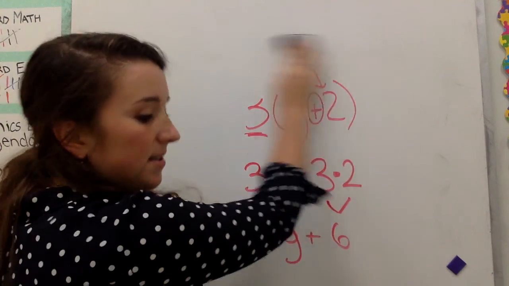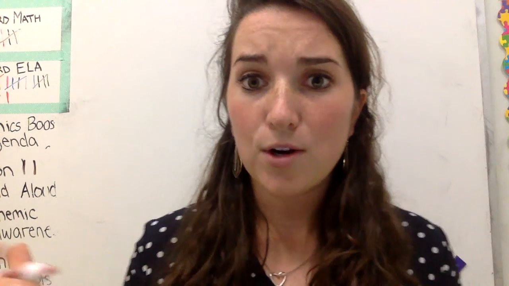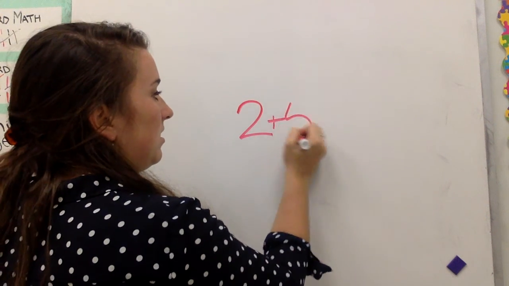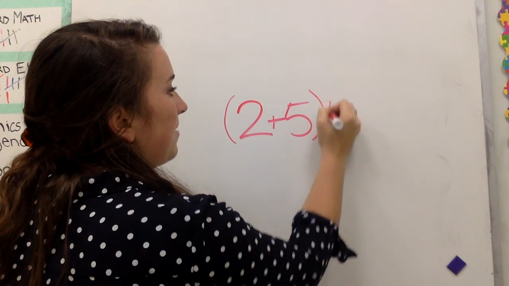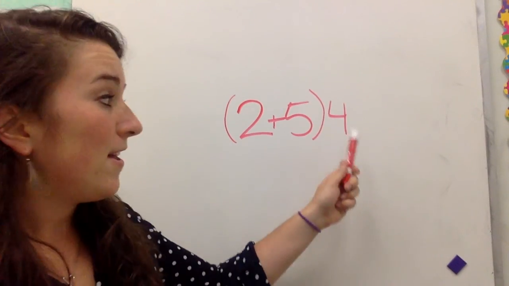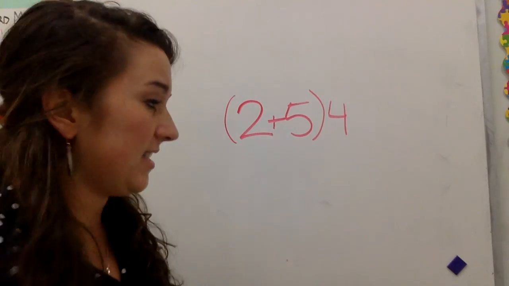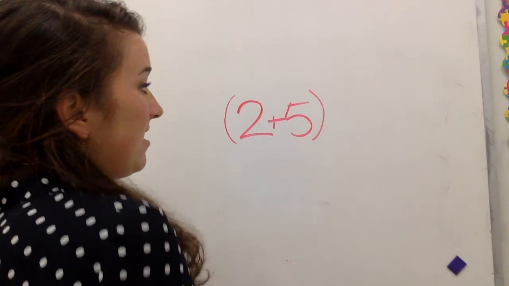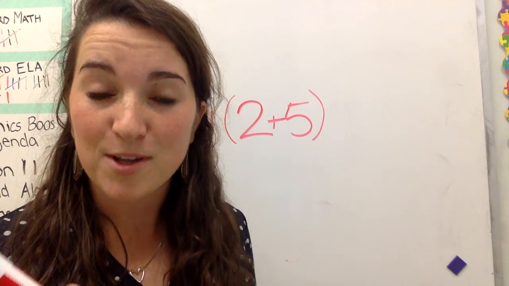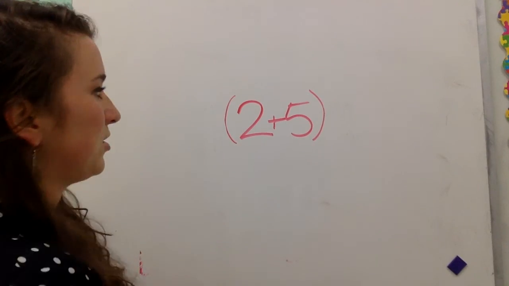So the next problem says circle all that are equivalent to 2 plus 5 times 4. Remember that when we do the distributive property, the number outside the parentheses can be behind the parentheses or in front of the parentheses. This is the exact same thing as writing the 4 here. It's because of the commutative property of multiplication, if you remember that vocab word. But let's move the 4 back because of how it's written in the problem.